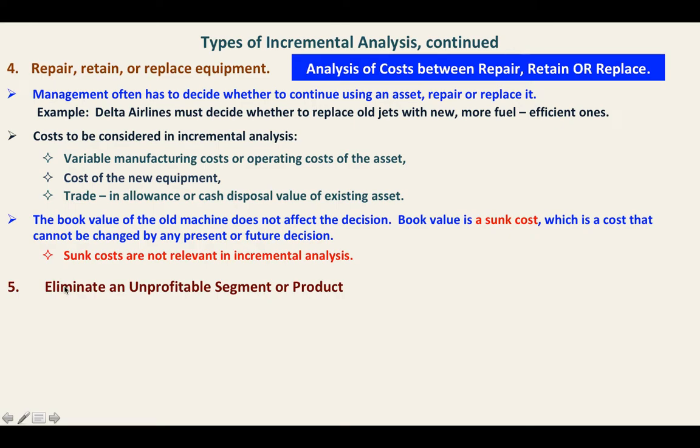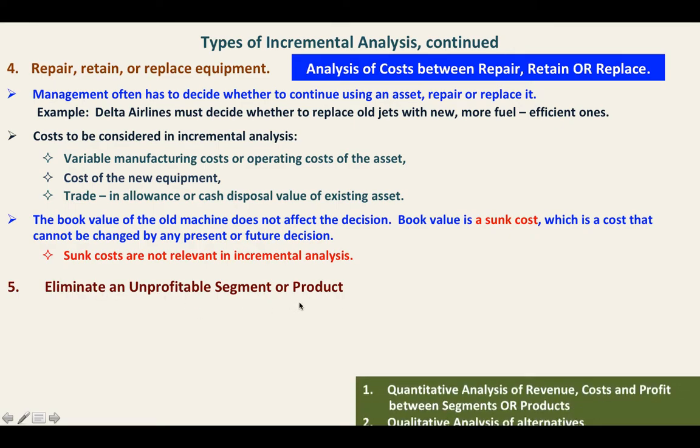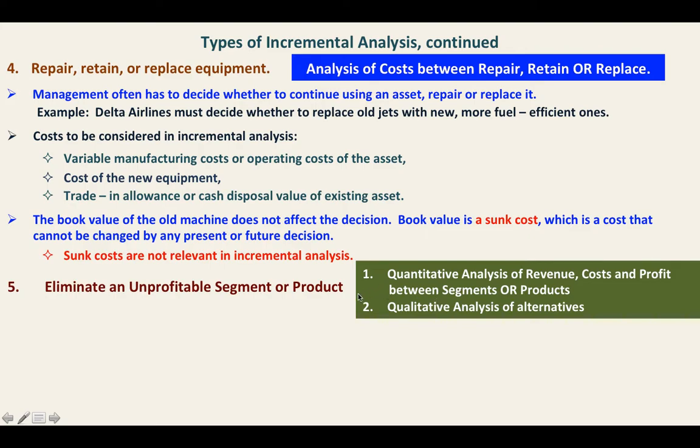Next is eliminate an unprofitable segment or product. Here, class, we need to perform quantitative analysis of revenue, cost, and profit between segments or products. Okay? And it can be more than one segment or product. It can be two or multiple segments or products. So we need to do a quantitative analysis. However, it is very, very important on this elimination of an unprofitable segment or product, the qualitative analysis of alternatives.